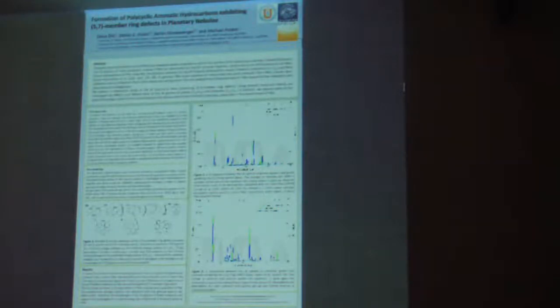So there's a big change between the normal molecule and the molecule with the defect. And in the poster, we also discuss why we think that the formation of this defect is well supported in planetary nebulae.